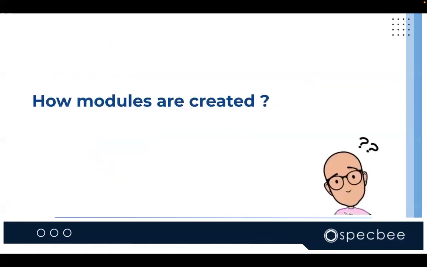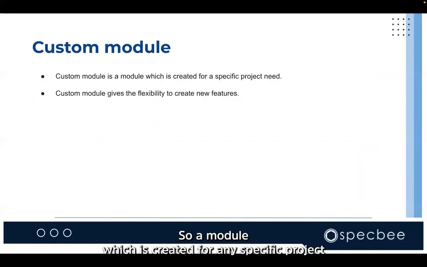Okay. So now the question is, how are modules created, right? As I said earlier, clients do have some requirements which we have to achieve anyhow. Those requirements can vary, and to fulfill those requirements, we create custom modules. So a module which is created for any specific project need is a custom module. Basically, a custom module gives the flexibility to create new features for the website.